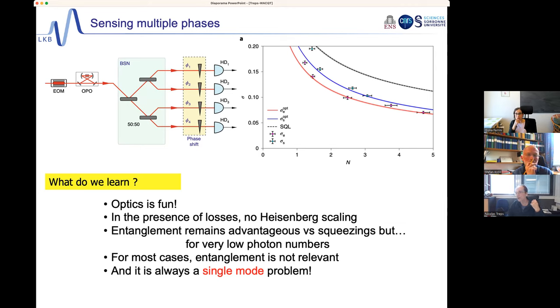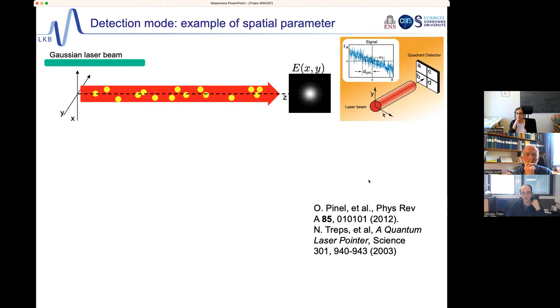So it took a bit more time than what I thought. So I have to choose. Let me do like that. So let's finish on this example to show that this applies also to spatial modes.